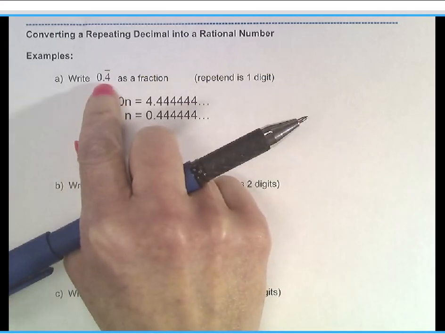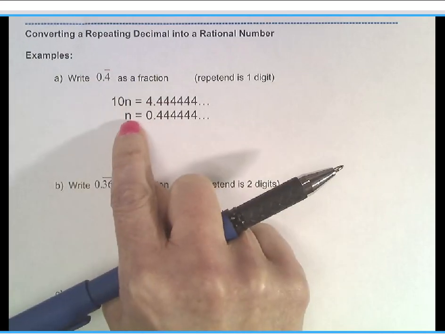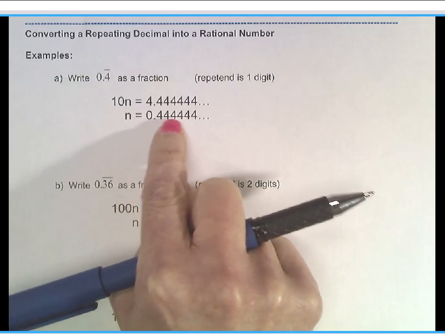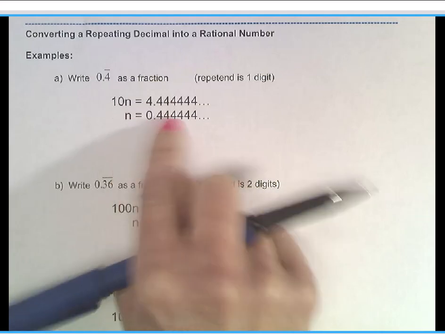So 0.4 repeating, so 0.44444. I'm going to name him. I'm going to call him n. And I'm going to write down this statement, n equals 0.44444 repeating. Okay, so I'm just making a statement there. That's what I'm calling n, the number.